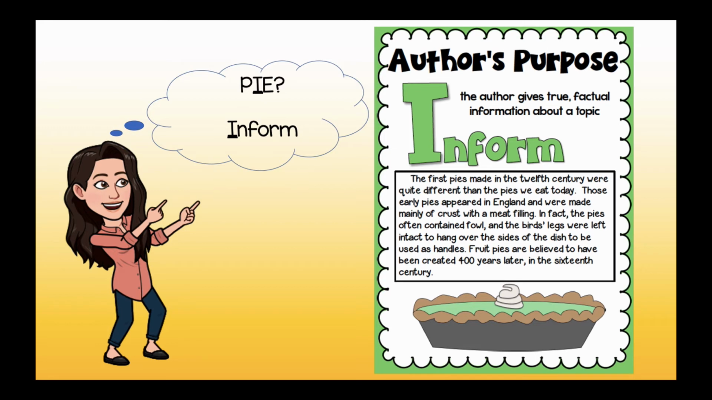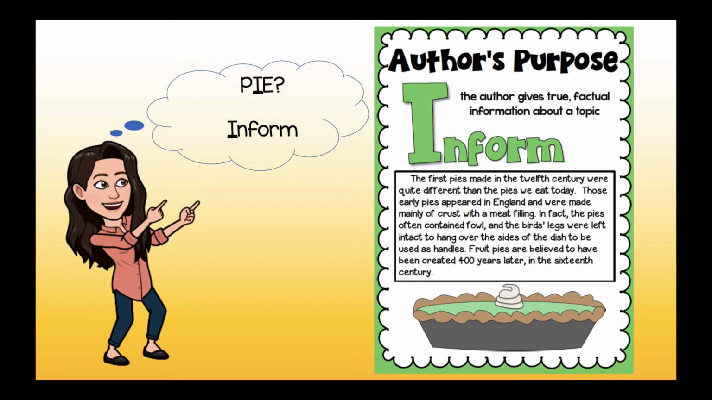Our next type of writing that an author might use is informing. So an author might inform you, giving true factual information about a topic. Inform. I is the second letter in pie. Okay, so far we have persuade, inform. There must be another one that goes along with the E in pie, because now I'm looking at this yummy key lime pie in front of me. All right, enough about pie right now. Let's see what the author wants to inform us about.